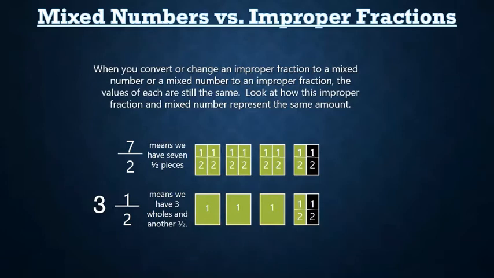So what did we learn from this? We learned that we can convert mixed numbers or mixed fractions to improper fractions and also vice versa. They both are different fractions but still represent the same amount.